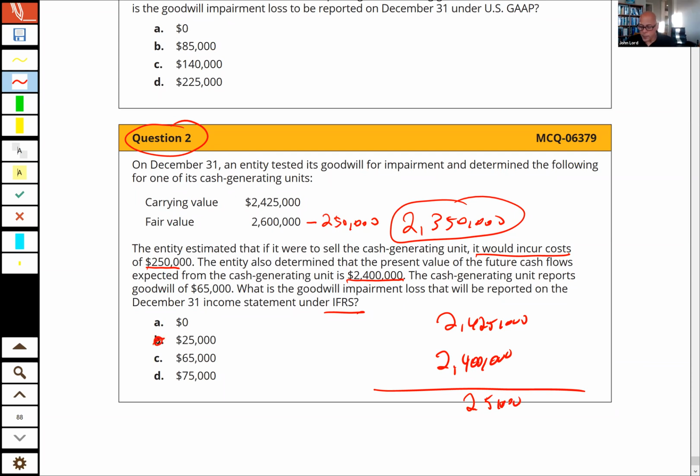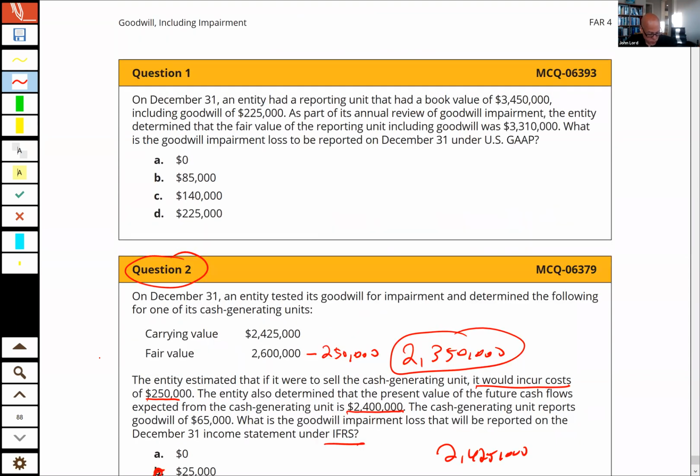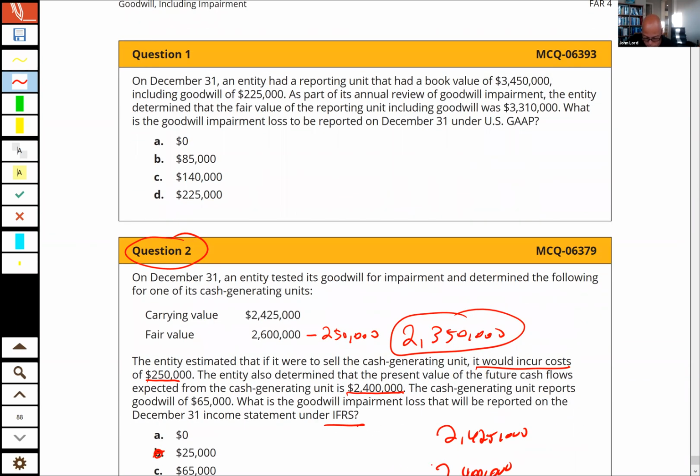Okay, good. Let's do question 1, and then we're going to take a break and jump into chapter 5.